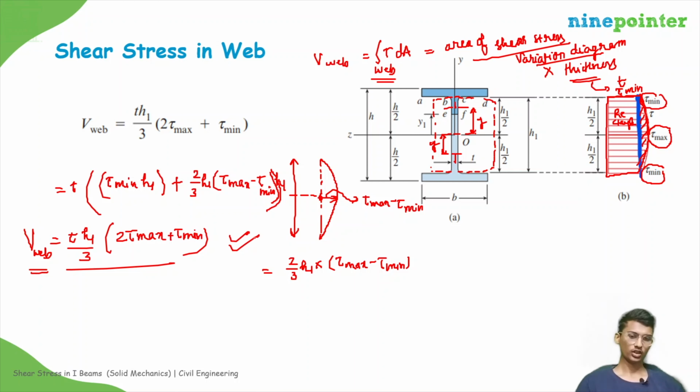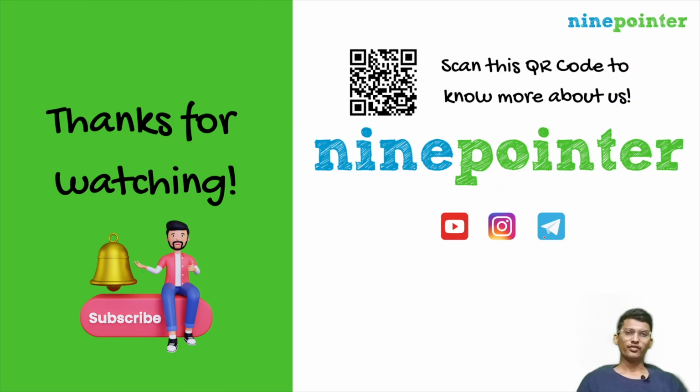I hope you understood. If you see, the variation is parabolic. Remember this point, the variation is parabolic, and the variation is parabolic in the rectangular case also. I hope you understood the shear stress variation in the web, right?